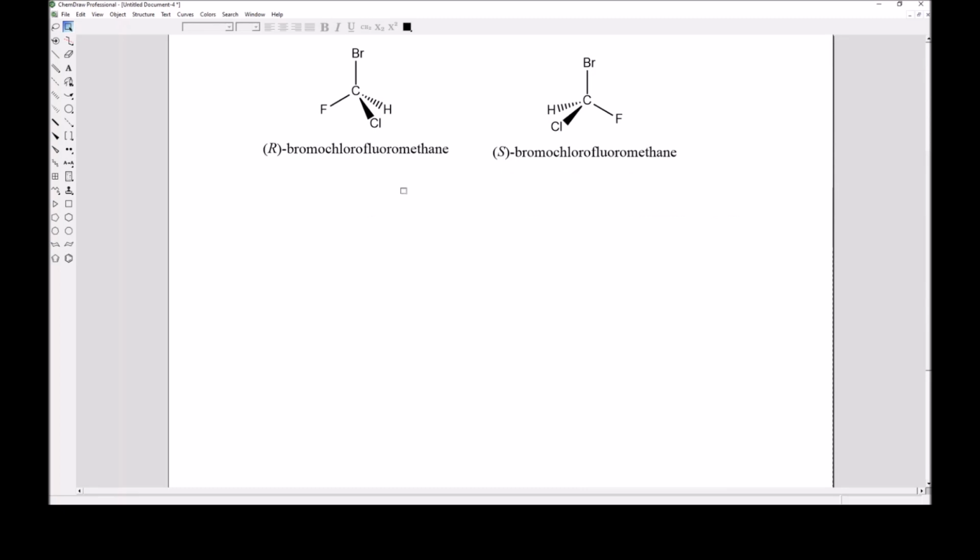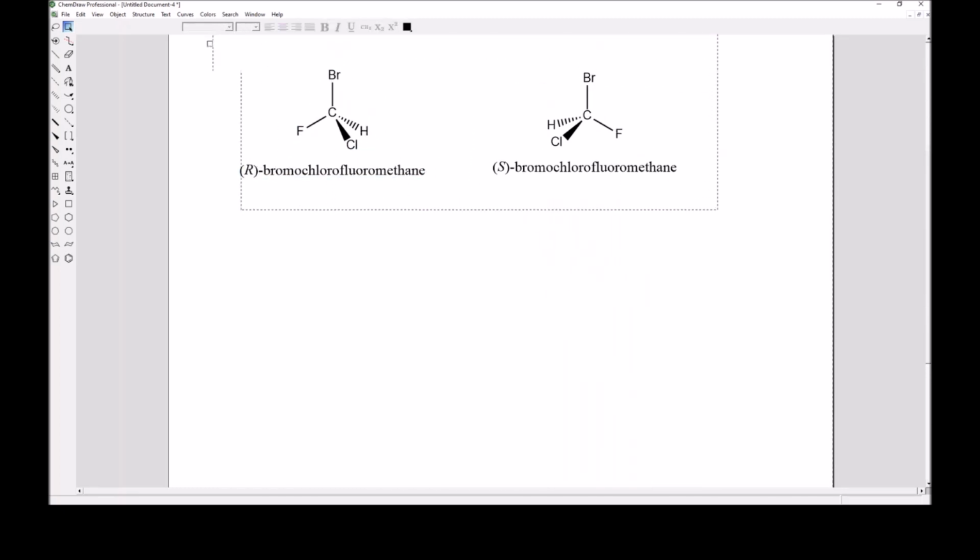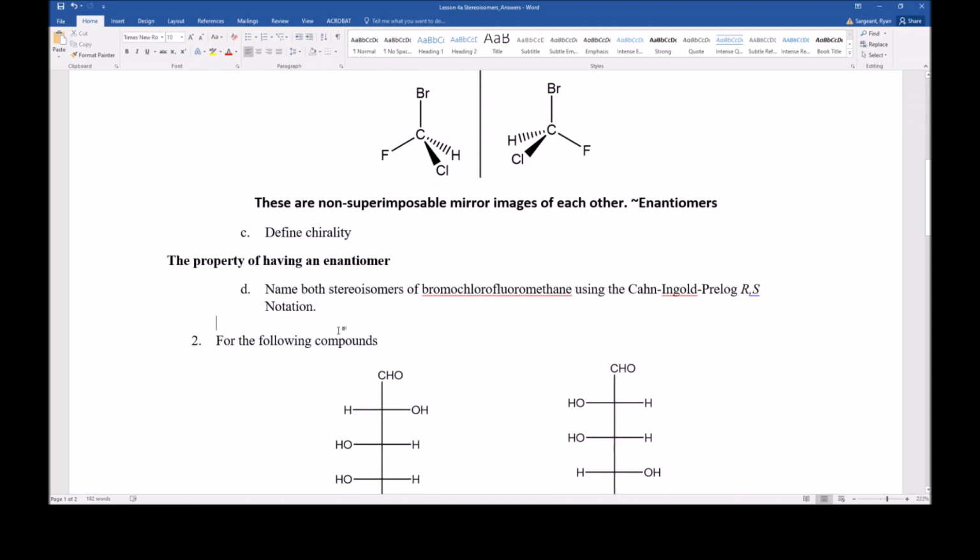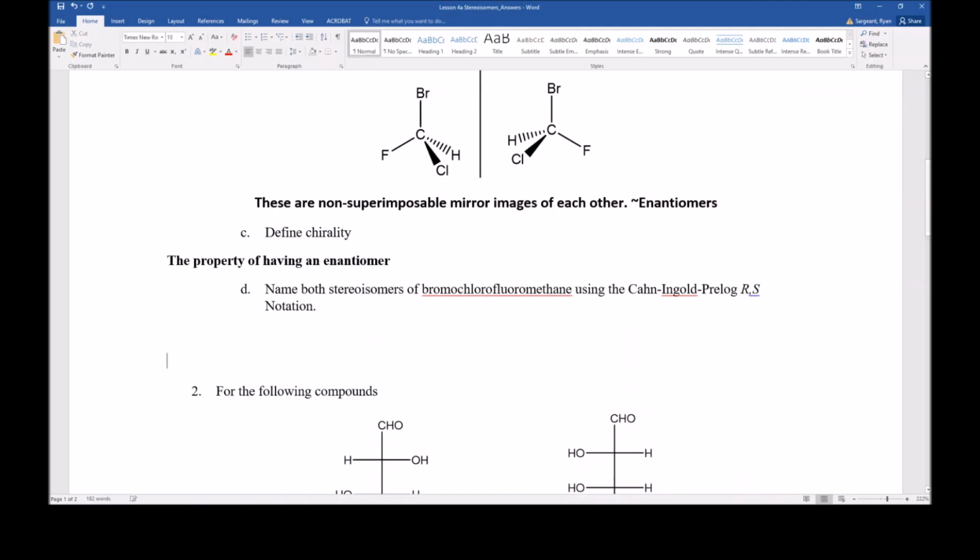So I'm going to take these two images right here. This shows me the R-bromochlorofluoromethane and the S-bromochlorofluoromethane, which is what the lesson was asking for. Name both stereoisomers using the Cahn-Ingold-Prelog R/S notation.